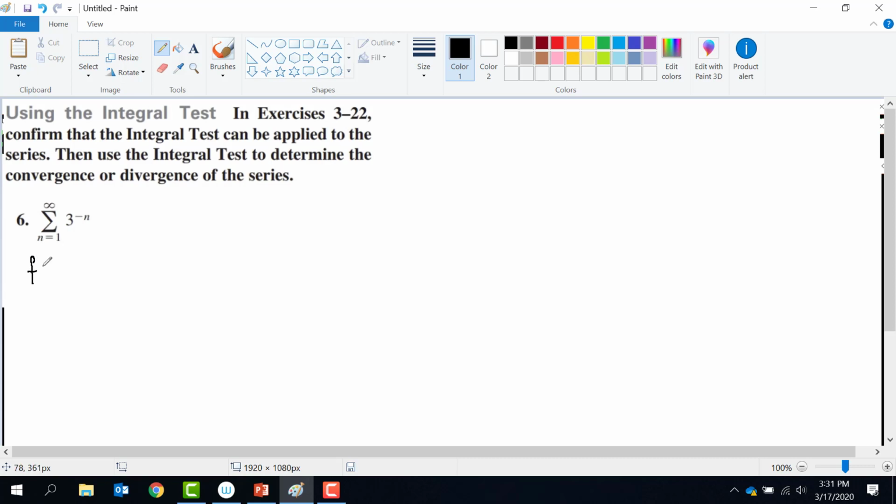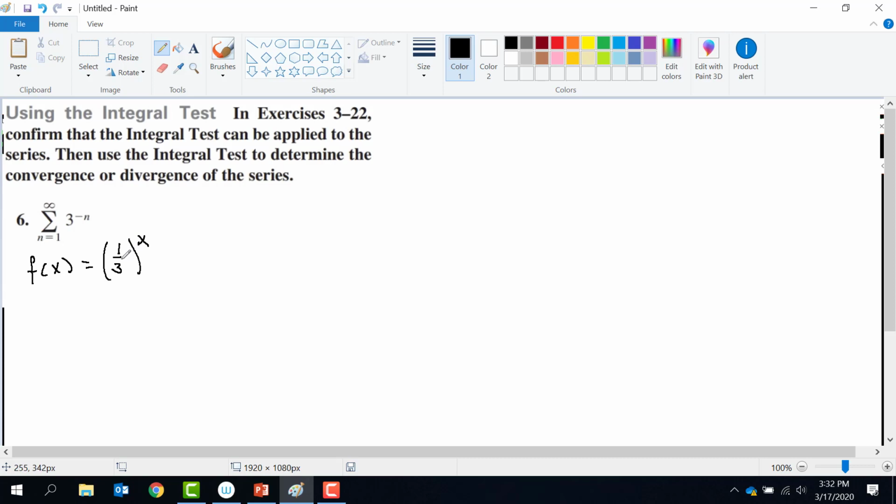So again, first we could look at f of x is equal to, and we can write it as (1/3)^x. And then from our work in pre-calc, we should know this is an exponential function, and that it is positive, continuous, and decreasing. So don't need you to do too much here, because this is a familiar function. So by writing it like this, exponential function with a base of 1/3, positive, decreasing, and continuous. So we can apply the integral test.